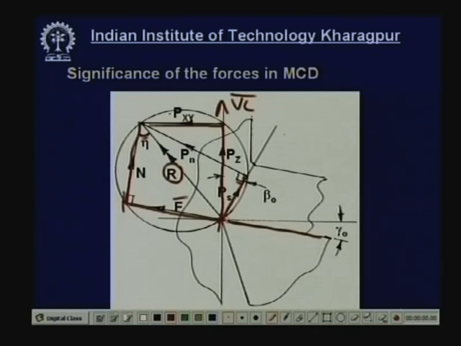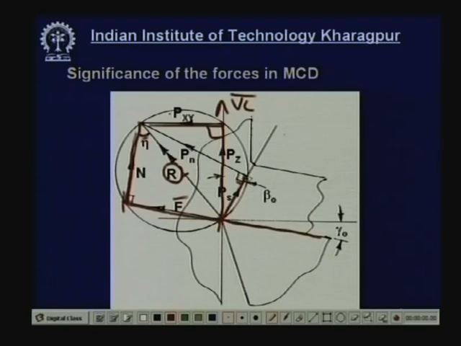Suppose we know Pz and Pxy by measurement or by dynamometer, then we can draw this Pz with a proper scale. We have to choose a scale, say 200 Newton is equal to 1 centimeter, then 1000 Newton will be 5 centimeter, like that. You draw Pz first in the direction of the velocity vector, then Pxy normal to that according to the scale, join the tips and you get R. Taking R as the diameter, draw the circle. Then you extend the rake surface, you get F, join this line, you get N.